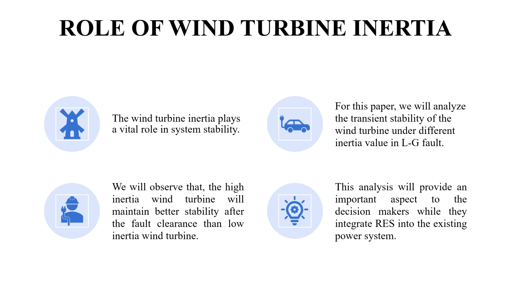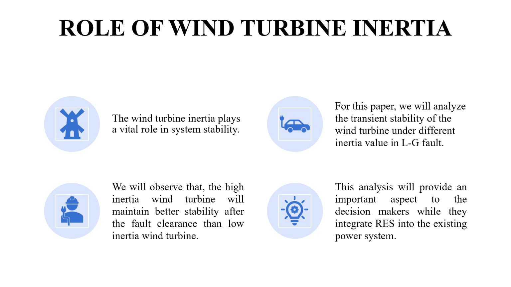Now, one of the most important aspects of this project is the role of wind turbine inertia. The wind turbine inertia plays a vital role in system stability. For this paper, we will analyze the transient stability of the wind turbine under different inertia values in a line to ground fault. We will observe that the high inertia wind turbine maintains better stability after the fault clearance than the low inertia wind turbine.